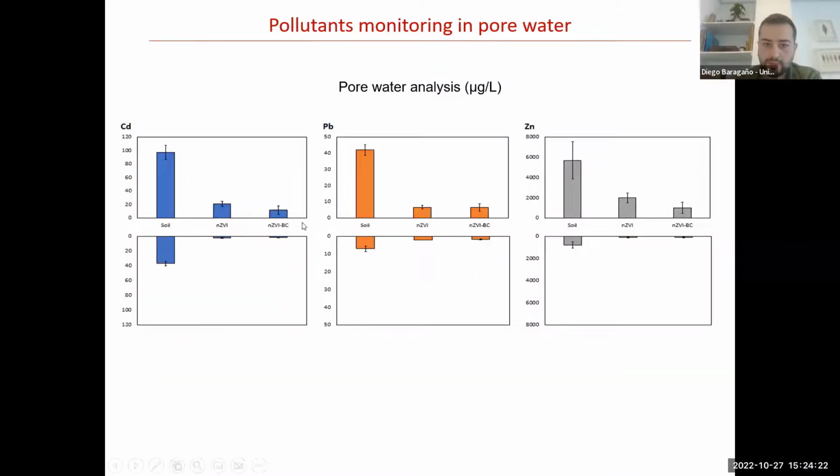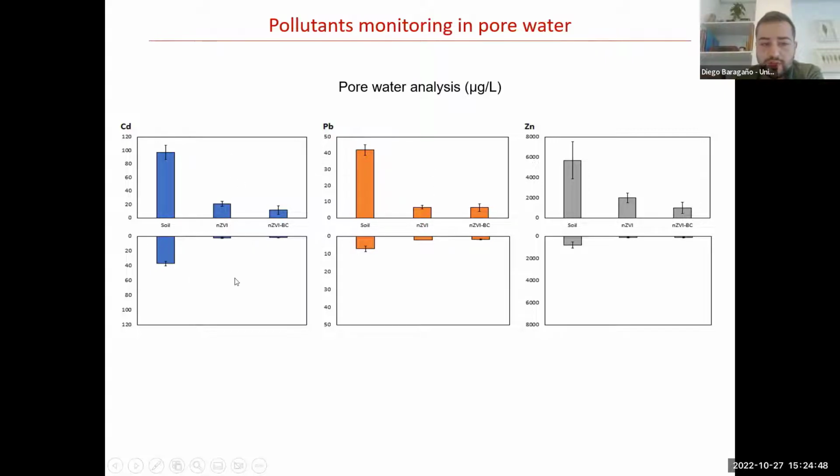So we monitor the pore water by determining the metal concentration in it, and we determined that the cadmium, lead, and zinc concentration in pore water in the controlled soil, the soil without amendments, was very, very high. But after the application of 2% on weight of the nanocomposite and the nanoiron, the concentration was extremely decreased.